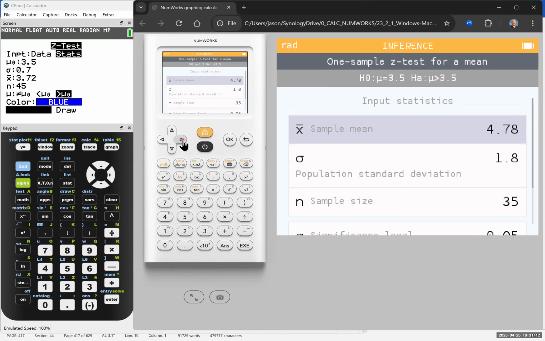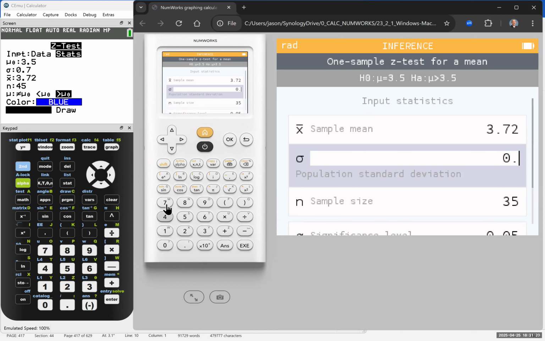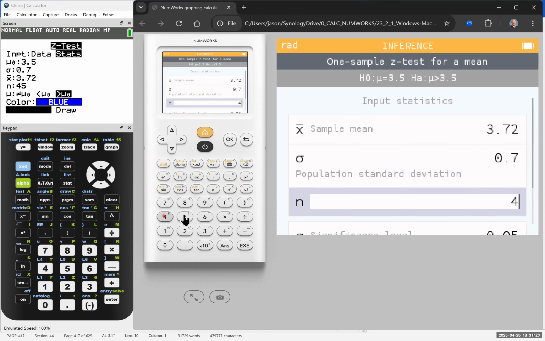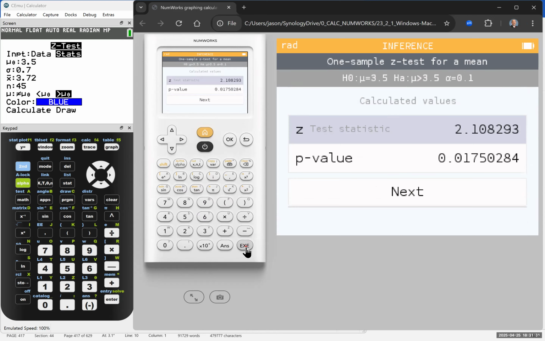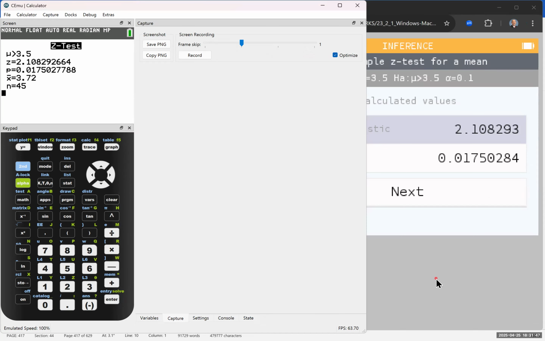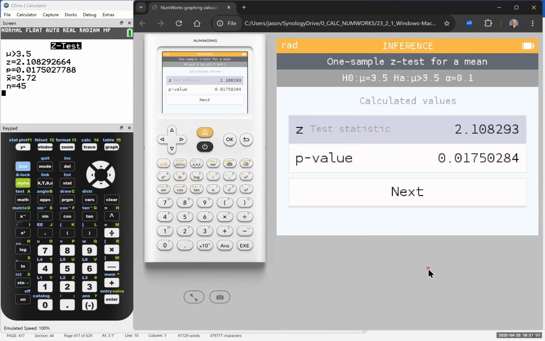And we are going to input statistics. So we've got a sample mean of 3.72, standard deviation of 0.7, sample size of 45, significance level of 0.1. All right. So we get a test statistic of 2.108 and a p-value of 0.0175. Let's check that here. Yep, you can see we're getting the exact same values for both.